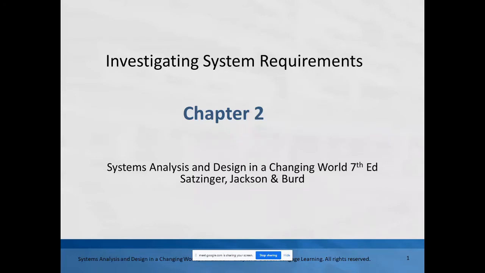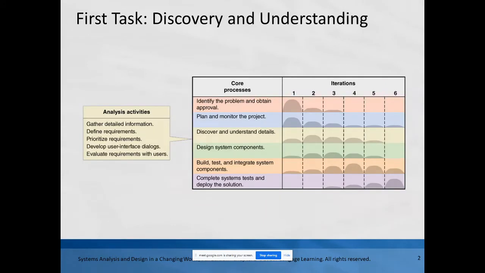Let's go ahead and get started on chapter two, which is investigating system requirements. This is kind of where we're gathering all of the data and metrics needed for the project. Again, here's our overriding theme we'll see a lot during the semester, which is these iterations and core processes that we'll be focusing on during each iteration.